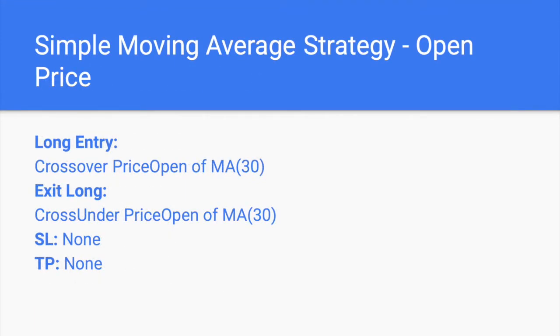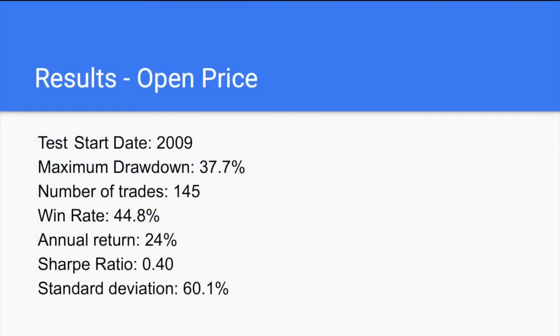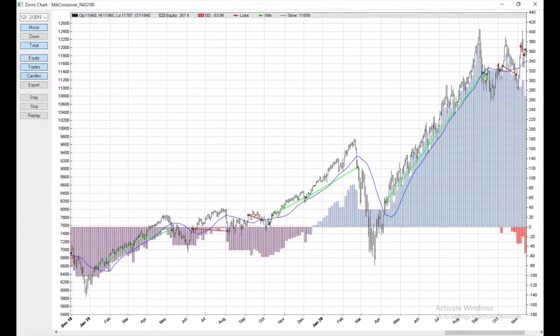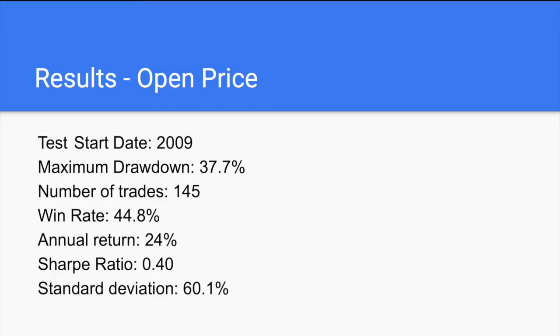So let's look at the open price. We've got the maximum drawdown of 37.7% with a number of trades, 145, at a win rate of 44.8%. The annual return in this case is 24%, and the Sharpe ratio is 0.4. The standard deviation has increased, and now we're at 60.1%. As we can see, we have a lower drawdown and an increase in the win rate. Annual return and Sharpe ratio have also increased. We have the same number of trades, but there's an increase in standard deviation, so we've got a higher risk in the trading strategy.